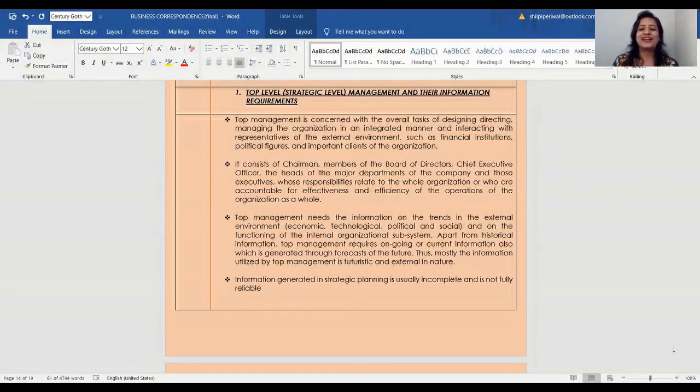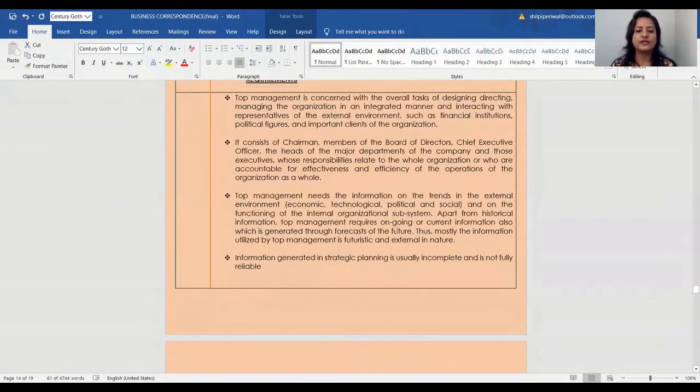So the board of directors, chief executive officer, the heads of the major departments of the company, and those executives whose responsibilities relate to the whole organization. They need information on the trends of the external environment. Apart from historical information, they need future information also. They are making forecasts of the future also. Thus, whatever is used is futuristic and external in nature. Information generated is usually incomplete and not fully reliable.